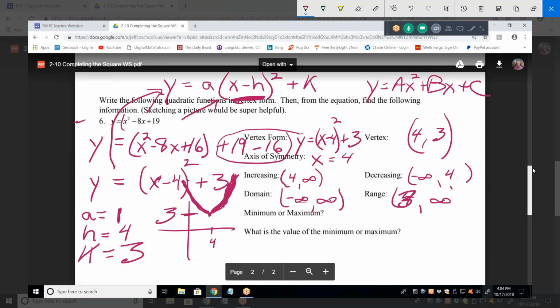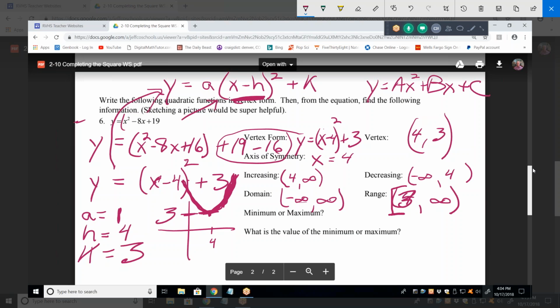Now, I only made one mistake in that answer. There's a bracket around the 3, because it can be 3. Whenever x is 4, y is 3. If it can be 3, then you always need a bracket around it.